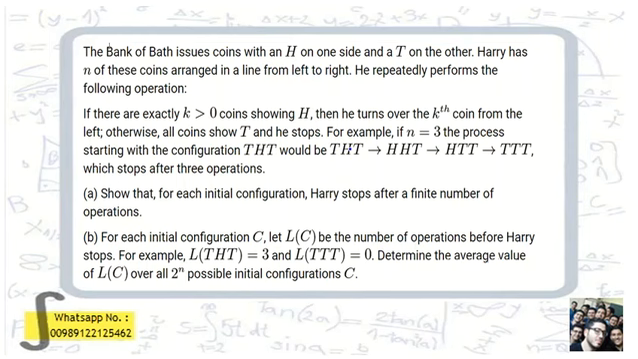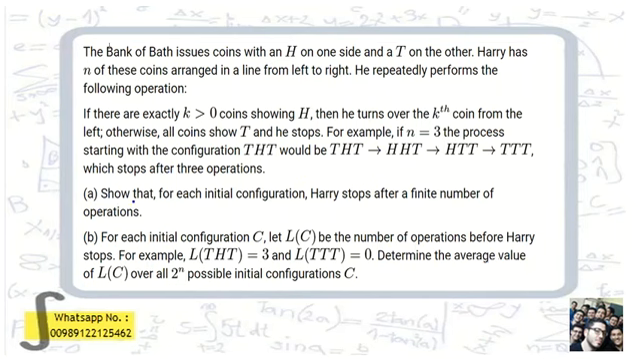K here is 1 because we have one H. So we turn over the first coin, and it changes to HHT. Now we have two H's and we should turn over the second coin. It changes to HTT. Now we have one H, so k is 1, and we turn over the first coin and reach TTT. Here all coins show T and we stop. After 3 operations we stop.